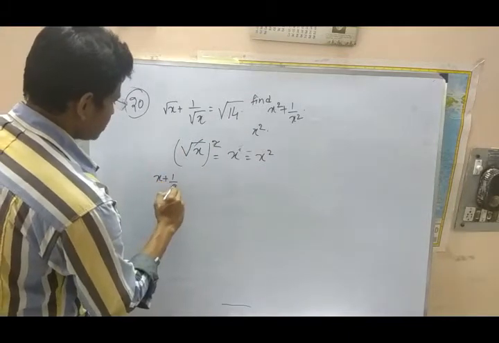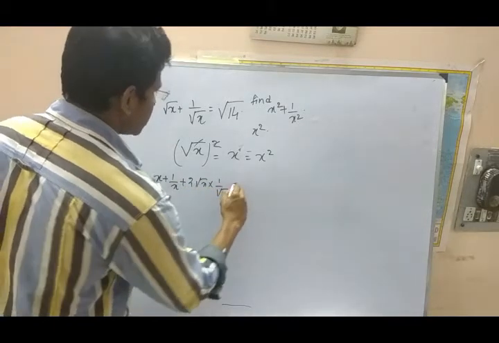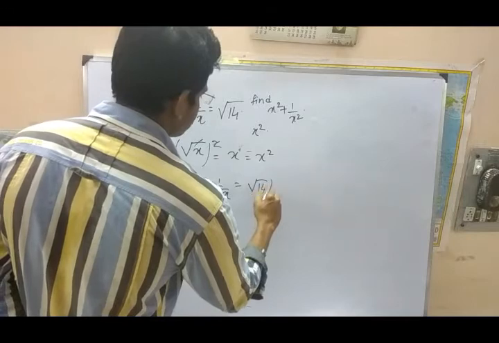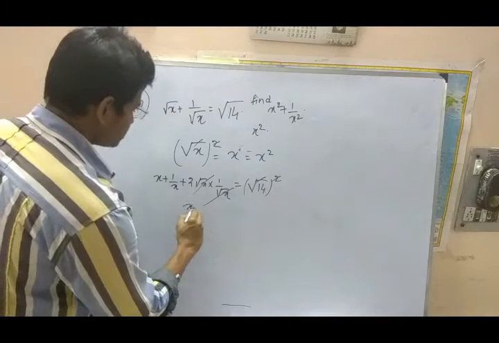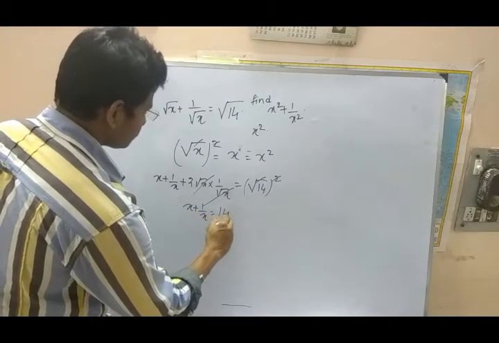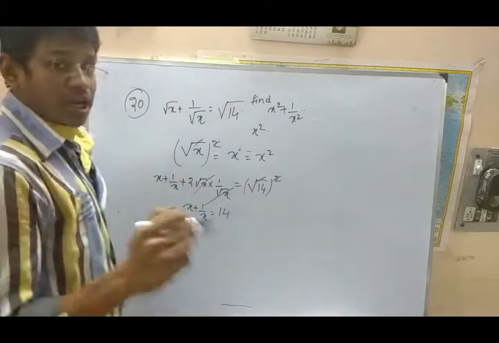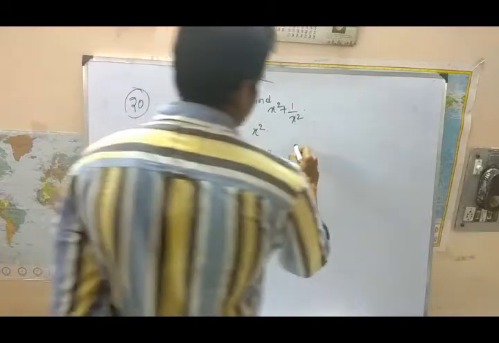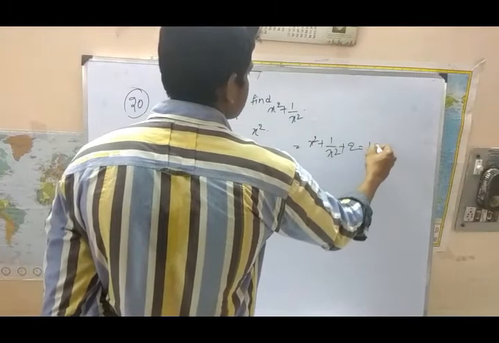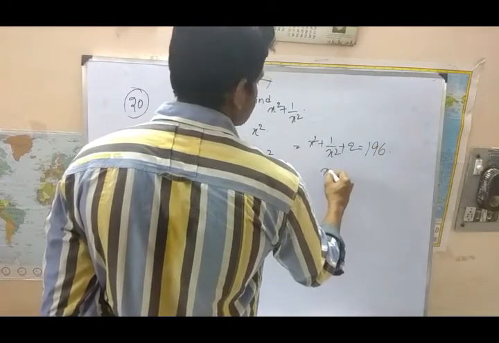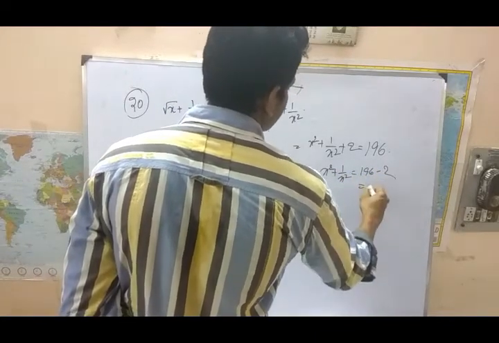x plus 1 by x plus 2 into root x into 1 by root x equal to root 14 square. This square gets cancelled, this root x gets cancelled. We have x plus 1 by x equal to 14. We got x plus 1 by x equal to 14. What we require is x square plus 1 by x square. Squaring on both sides. x square plus 1 by x square plus 2 equal to 14 square, 196. So x square plus 1 by x square equal to 196 minus 2 equal to 194.